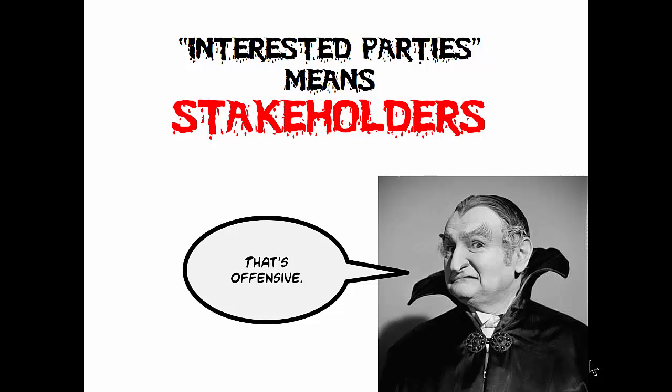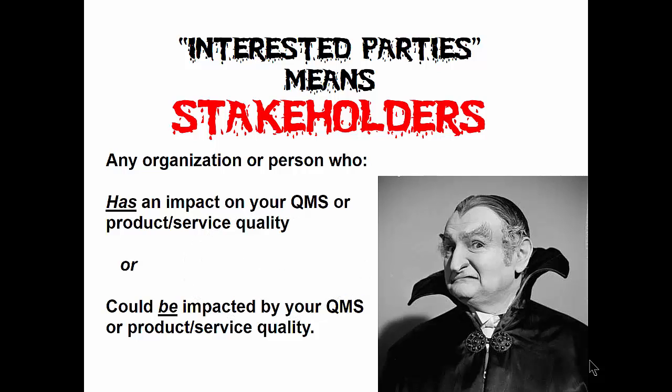Also keep in mind that ISO charges for its standards based on page count, which is why we moved from a 9-page MIL-Q 9858 standard in the 1950s to a 40-page monstrosity that we have now in ISO 9001. So the more things that they can use multiple words to say where one word would do, they're going to do that because it slowly pads and pads and pads the page count, and then they can charge more money for it. So, in essence, interested party or stakeholder means any organization or person who has an impact on your quality system or product or service, or could be impacted by your quality system or your products and services.